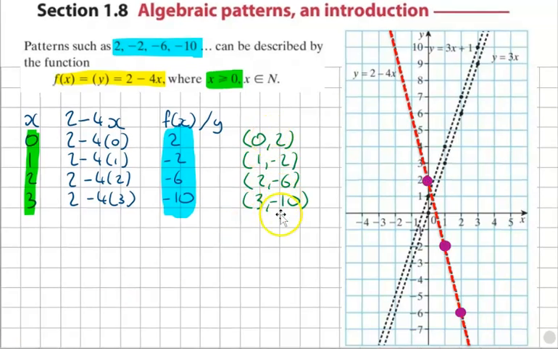And then we form our couples and we plot them on our graph. So we get (0, 2), (1, minus 2), (2, minus 6), and then we don't have space, but (3, minus 10) would obviously be down here. And the line goes on forever in both directions. So this red dotted line represents the pattern 2, minus 2, minus 6, minus 10.